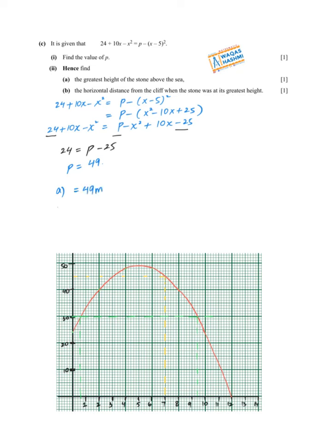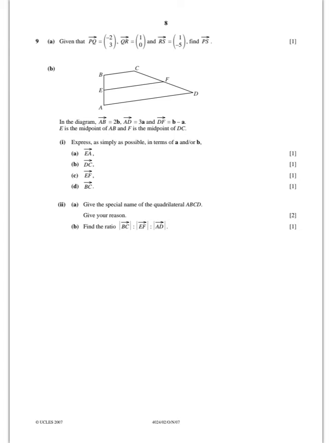And after that, for B part, it says the horizontal distance from the cliff when the stone was at its greatest height. So when the stone is at its greatest height, the distance is 5. So that means its answer is 5 meters, and that is your complete question. It's question number 9 from the topic vectors.